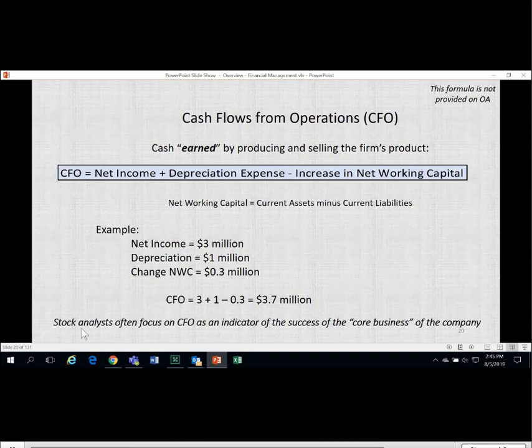So stock analysts often focus on cash flow operations as an indicator of the success of the core business of the company. That is, are they selling products or not? Are they generating cash from selling products? That's fundamentally the most important thing they look at before getting into different financial issues.